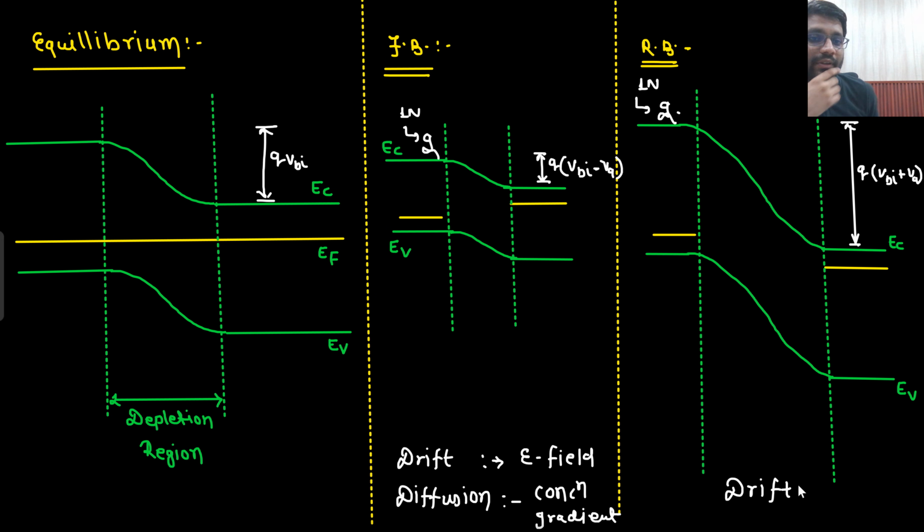Is that understandable to you? The effect of the external force is more dominating in the reverse bias. Here drift is dominating. Let's come to this scenario.